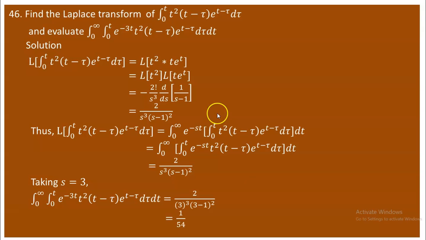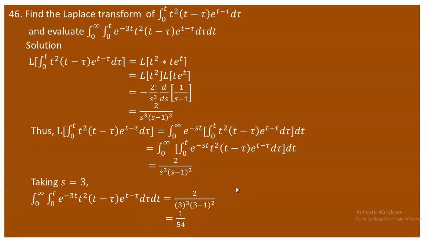So although this double integral looks as if it is difficult to find, thanks to the concept of the Laplace transform, we can obtain that to be 1 over 54, just using the definition alone.